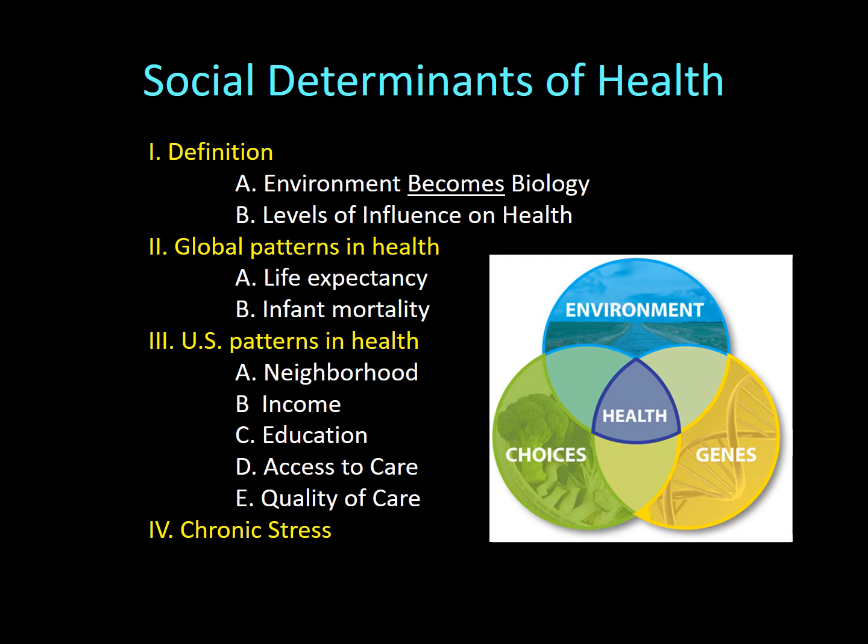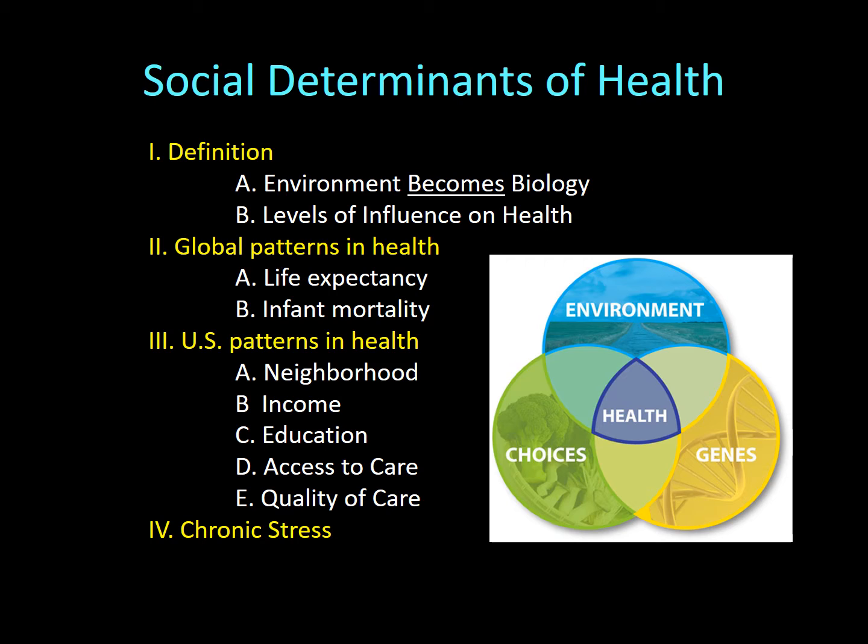Here's the structure of today's lecture. This is a brief outline. First, I love to give away the endings at the beginning of my lecture, so I want to tell you right away the definition of social determinants of health, explaining how environment becomes biology and how that influences the way our bodies develop, and brainstorm with you some different levels of influence on human health.